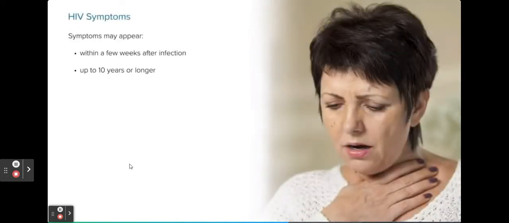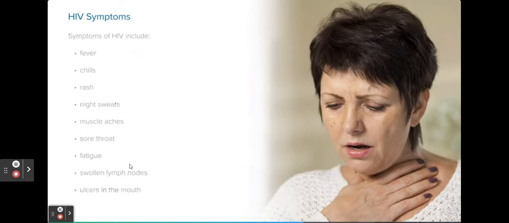Like hepatitis, people with early-stage HIV can live normal, seemingly healthy lives for years without knowing that they are infected and still be contagious. Symptoms can develop as soon as a few weeks, but may take up to 10 years or longer. Common symptoms of HIV include fever, chills, rash, night sweats, muscle aches, sore throat, fatigue, swollen lymph nodes, and ulcers in the mouth.